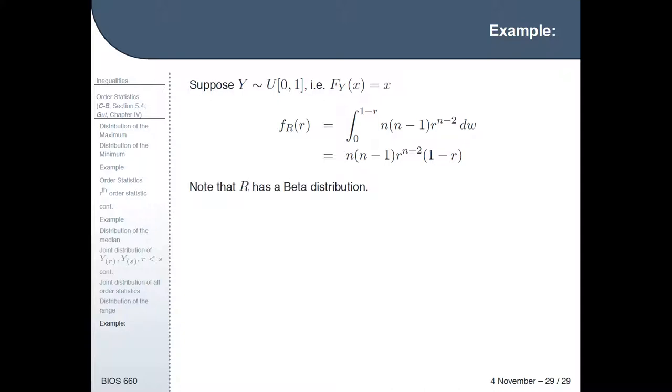And note that, once again, the range of uniform 0, 1 random variables has a beta distribution. And so you could calculate the expected value of that or just look it up from the beta distribution, and it ends up looking like this.